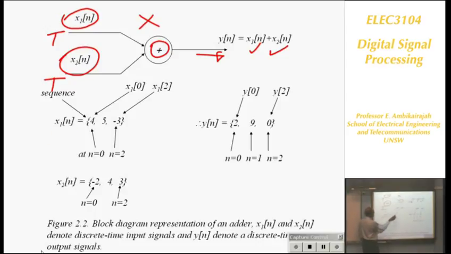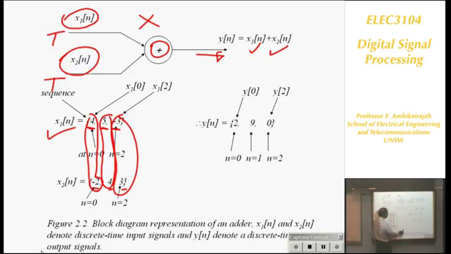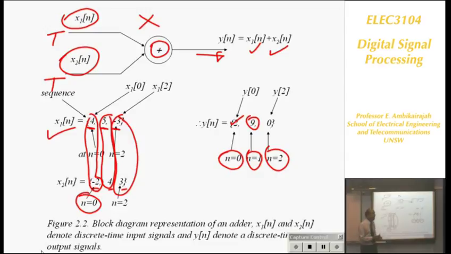Here x1[n] is given by three values I've given: first is 4, 5, minus 3. These are the values at different time instants. And the second input is minus 2, 4, 3. If you add them, you add the corresponding ones. You add that one, then this one, and then that one. So if you have three samples here, the output should also be three samples at the correct positions. So 4 minus 2 is 2 at the position n equals 0. Then 5 plus 4 is 9 at the position n equals 1. And then minus 3 plus 3 is 0 at the position n equals 2. You can see the positions are added up, whatever the values are. And they must have the same sampling period, otherwise addition is not possible.